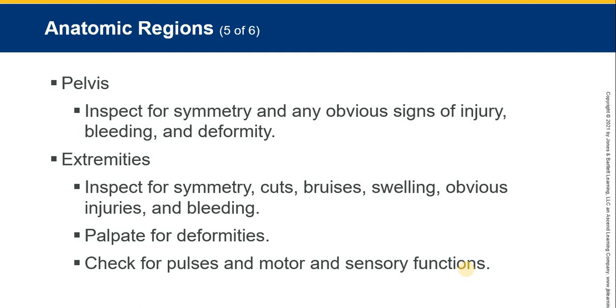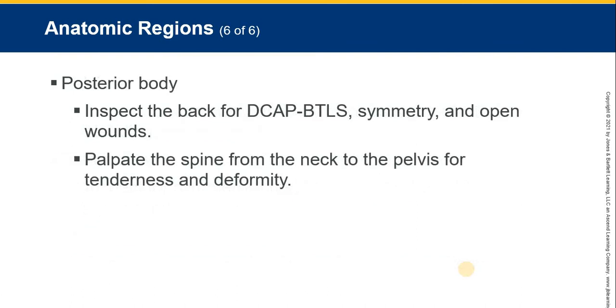For symmetry, cuts, lacerations, bruises, which means contusions, swelling, which is edema, obvious injuries, bleeding. Okay, palpate all this stuff. And make sure on the extremities, like we said, that one pulse is the same in one arm to the left, the same from one leg to the left. And the same for the posterior, which is the back. All right, you're going to check for all that DCAP-BTLS. Is it symmetrical? All right.